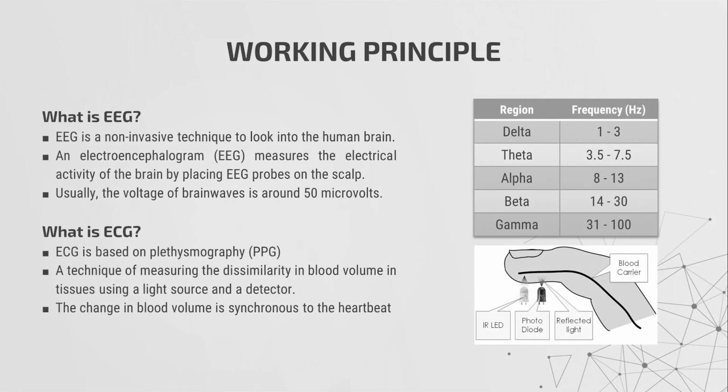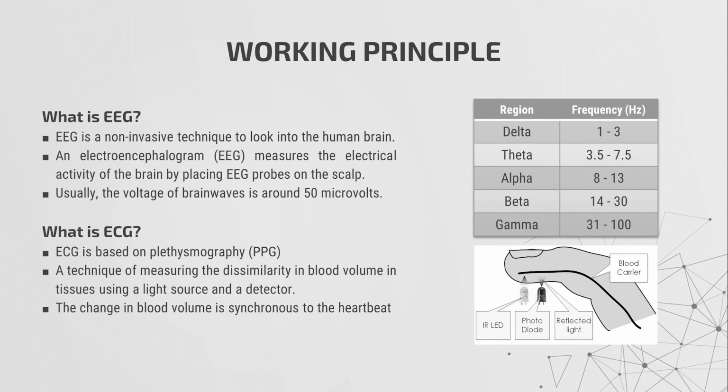An electric potential is developed in the neurons, and the combined potential from multiple neurons can be measured from different places of the scalp. An electroencephalogram measures the brain's electrical activity by placing EEG probes on the scalp. The intensity of brain waves changes subject to user's internal state.